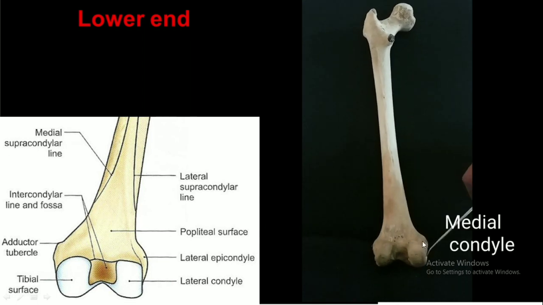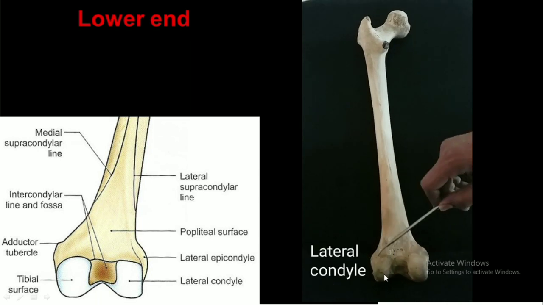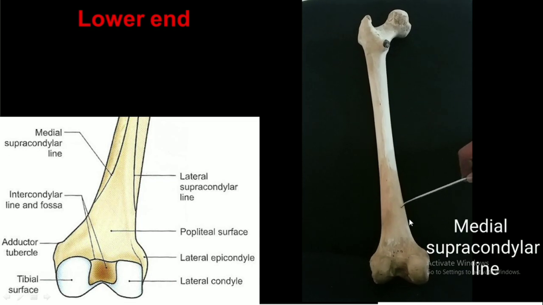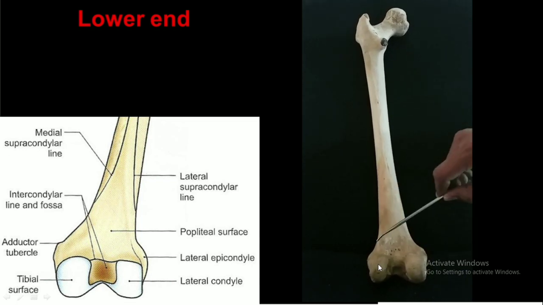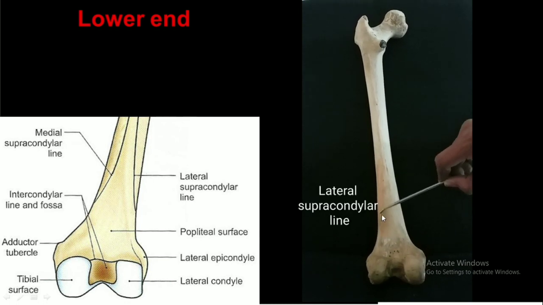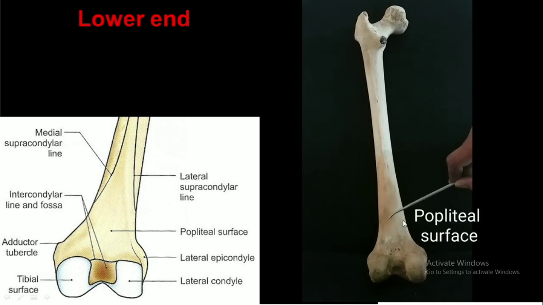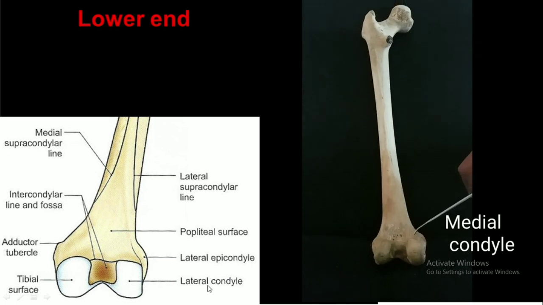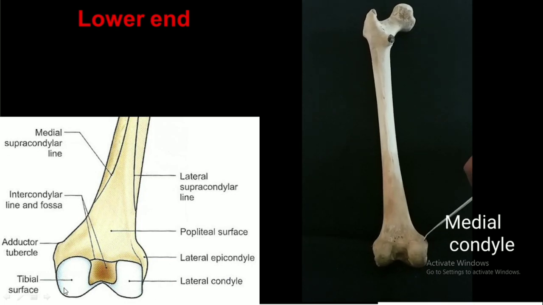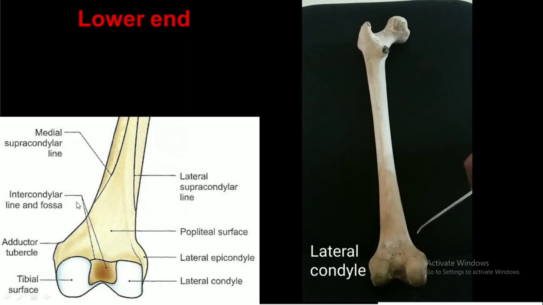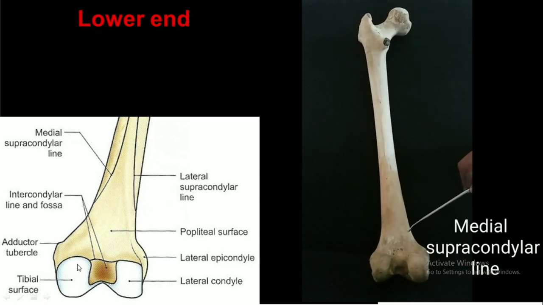Okay, so again medial condyle, lateral condyle, this is from the posterior aspect. Above medial condyle, medial supracondylar line. Above lateral condyle, lateral supracondylar line. And in between these two, this is the popliteal surface. Here also you can see this is the lateral condyle, this is the medial condyle, this is the popliteal surface, lateral supracondylar line and medial supracondylar line.